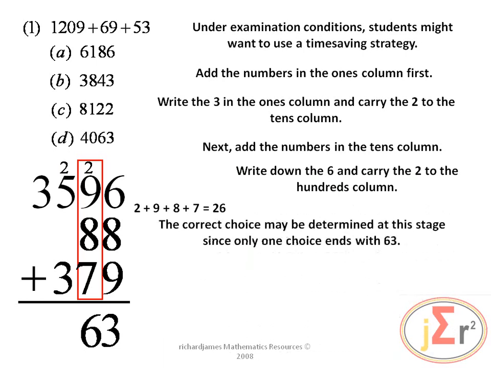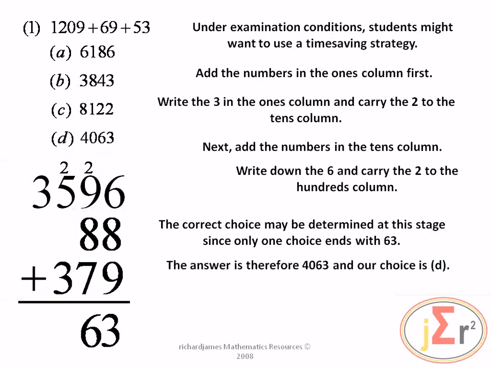Okay, Jerry. Oh, there it is. The correct choice may be determined at this stage, since only one choice ends with 63. That's very nice, Jerry. Here we have it. There's only one choice that ends with 63, so it is not necessary for us to add all of the digits. That's very good, Jerry. The answer is therefore 4063, and our choice is D.